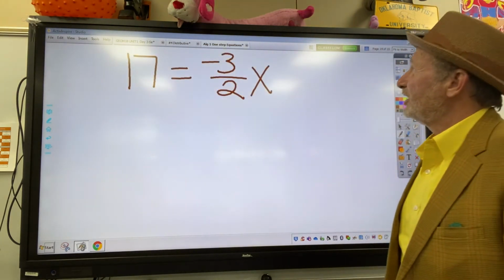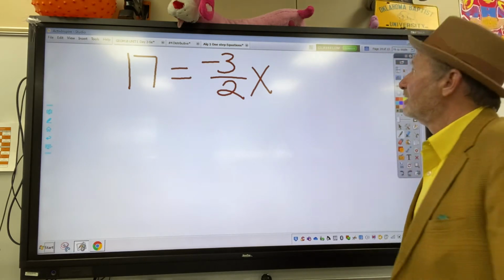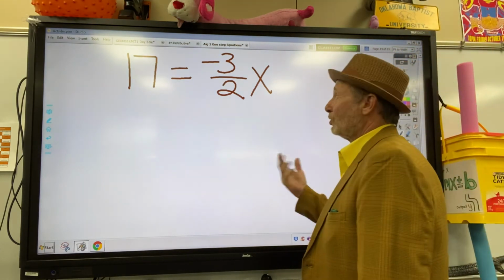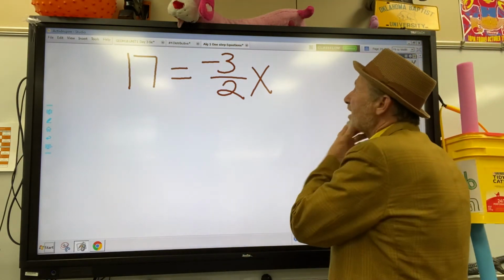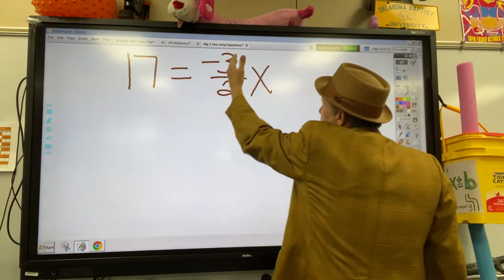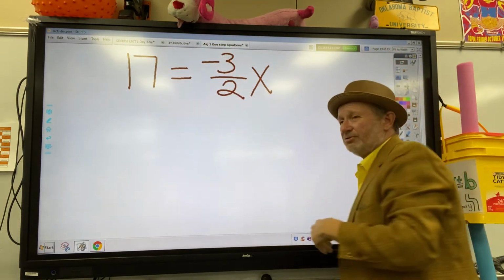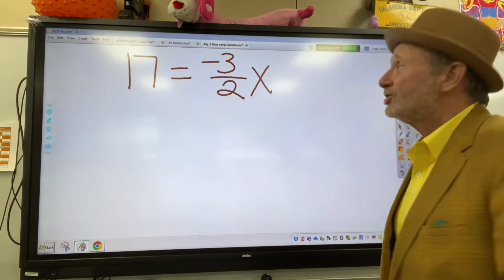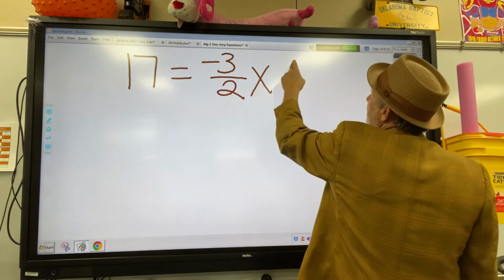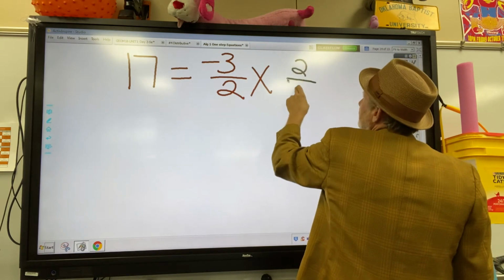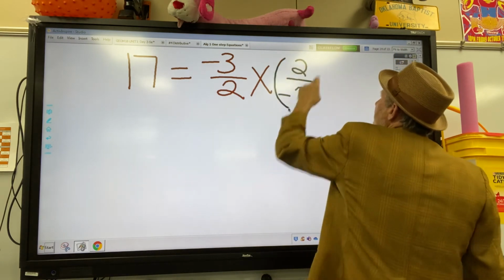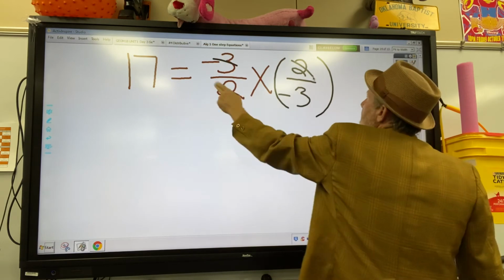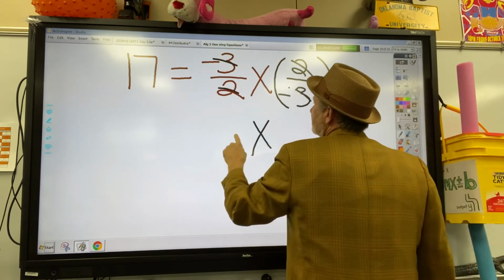I got 17 equals negative 3/2 x. Well, what am I going to do here? If this is negative 3/2 times x, I got to do the opposite. I got to divide. And how do you divide a fraction? You multiply by the reciprocal. So this becomes 2 over negative 3. That cancels out, and I get x equals.